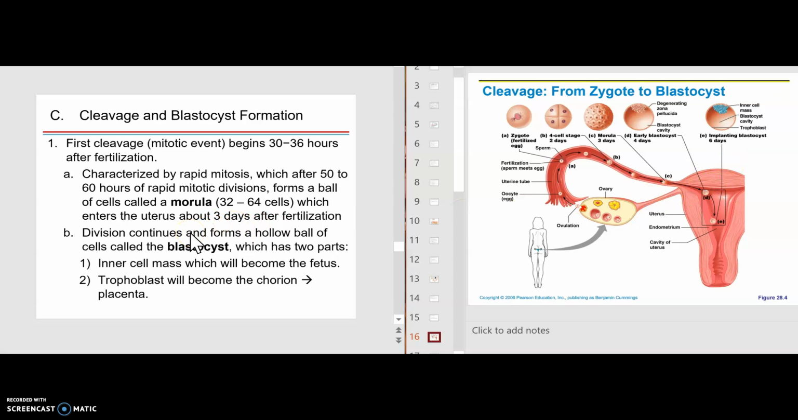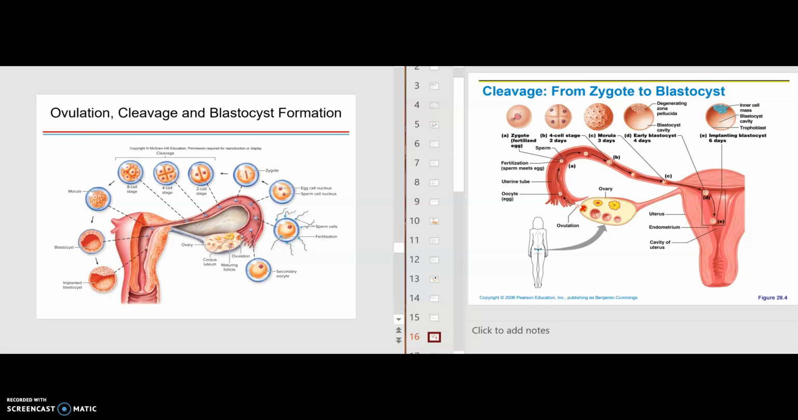Division continues and forms a hollow ball of cells called the blastocyst, which has 2 parts. The inner cell mass, which becomes the person, and the trophoblast will become the chorion. And this will assist in the development of the placenta from the aspect of the developing conceptus. Okay. So here again is a picture from this PowerPoint showing that.